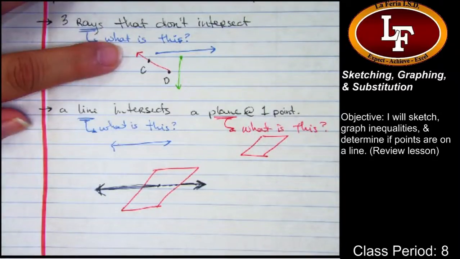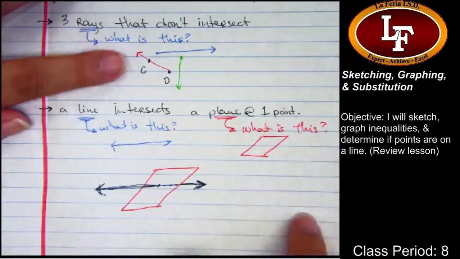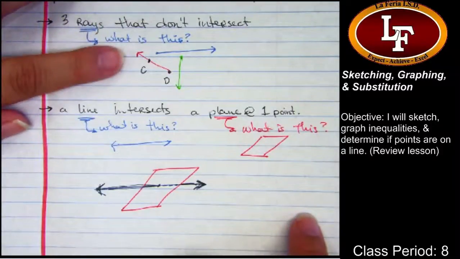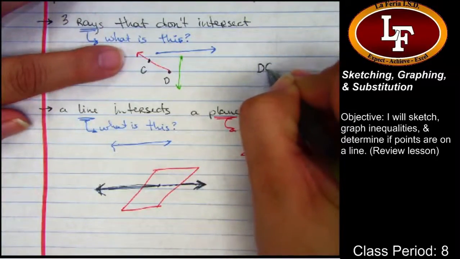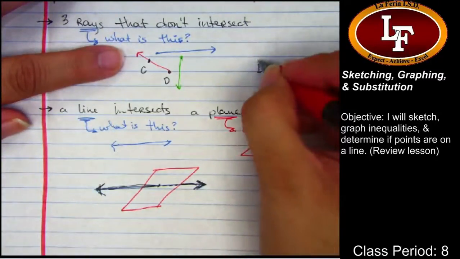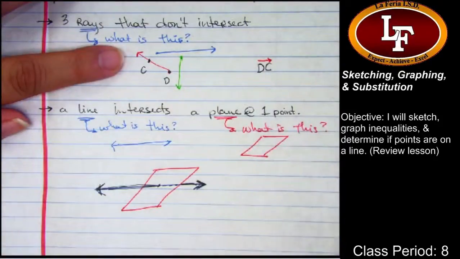And the first name of this ray has to be the end point. So of this red ray, which is the end point? D. So this name is DC, and please make sure that you put the little ray symbol on top.